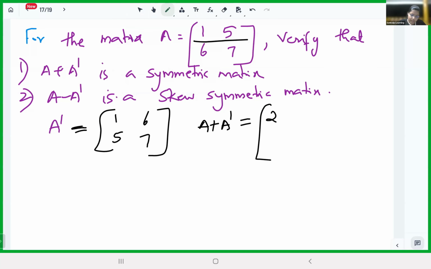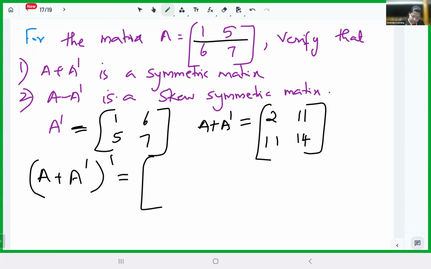So 1 plus 1 is 2 and 5 plus 6 is 11. 6 plus 5 is also 11. 7 plus 7 is 14, right? So this is our A plus A transpose. And how will you prove that it is a symmetric matrix? You have to consider the transpose of that matrix, right? So that is A plus A transpose, the whole transpose.